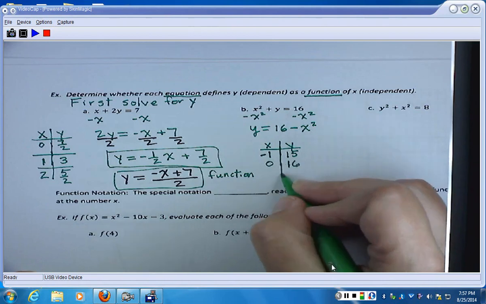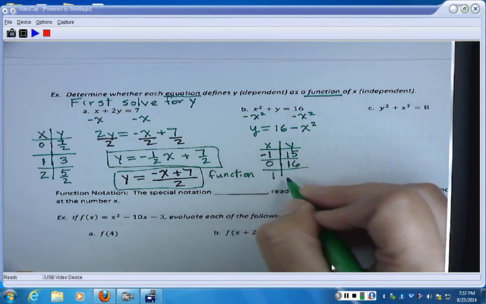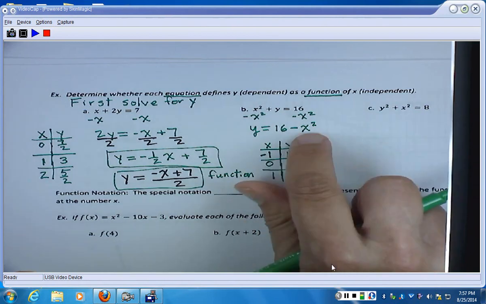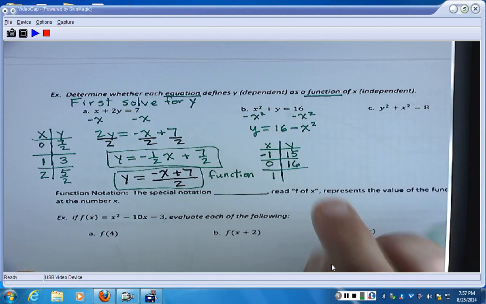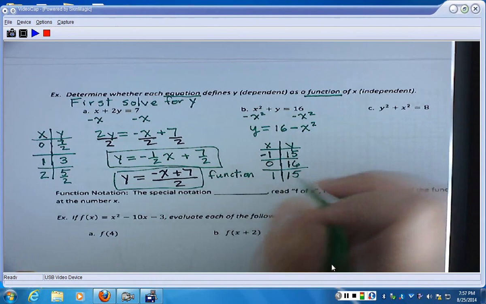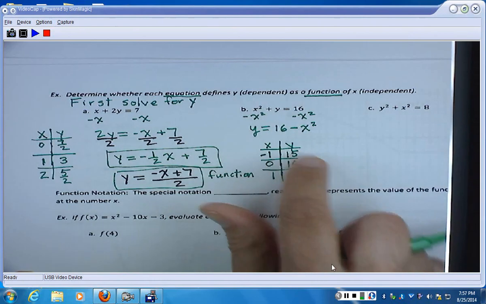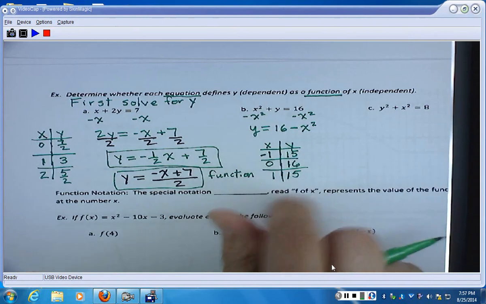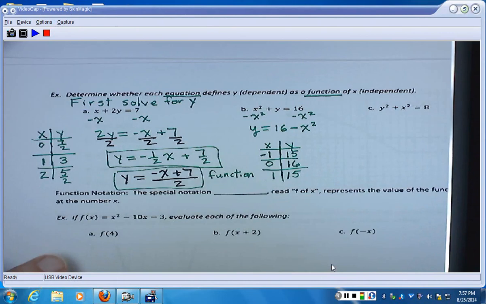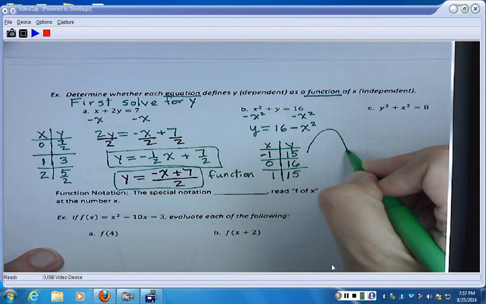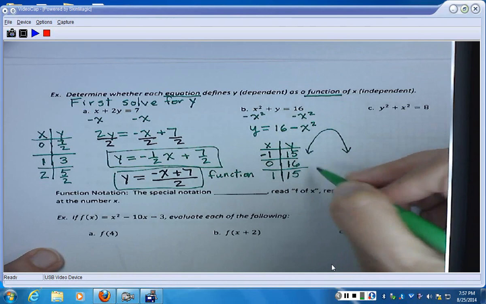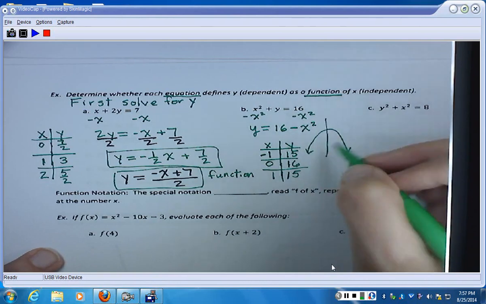What if I put in 1 for x? I get 16 minus 1 squared, which is 16 minus 1, is 15. Okay, I have different x's with the same y, but that's okay. And if we did the vertical line test, we would see this is a downward facing parabola, like the one we drew on the previous page.